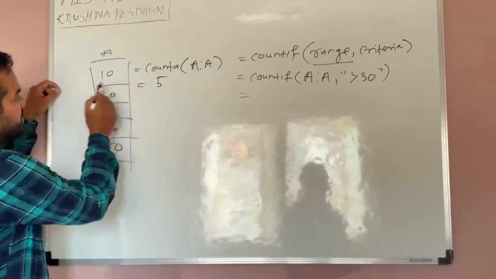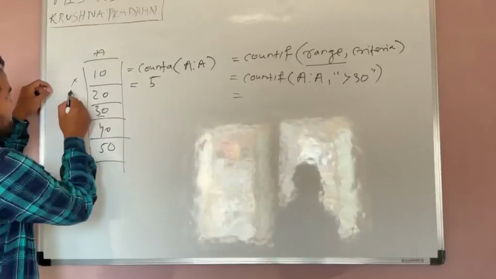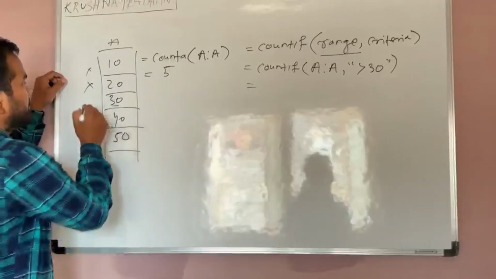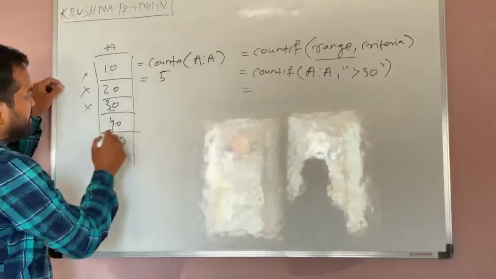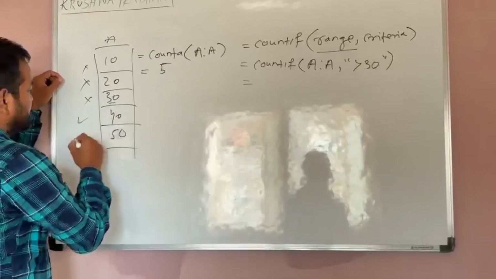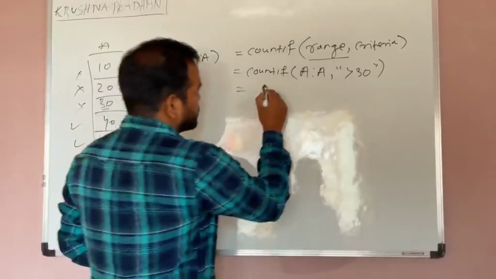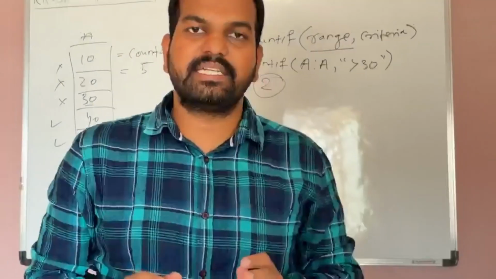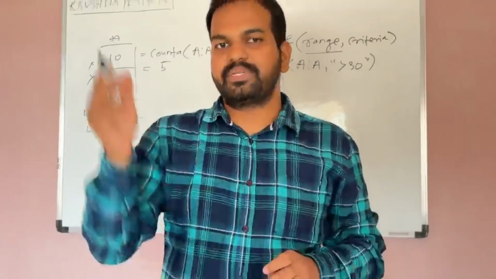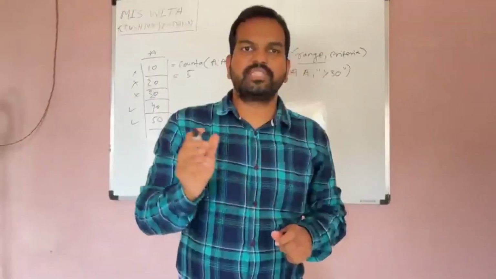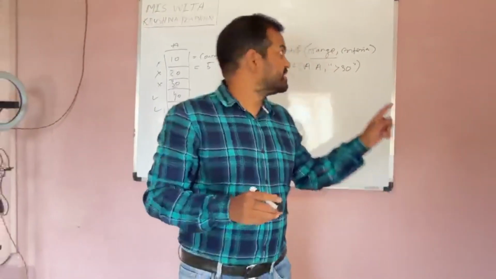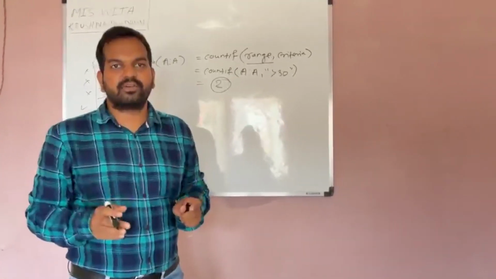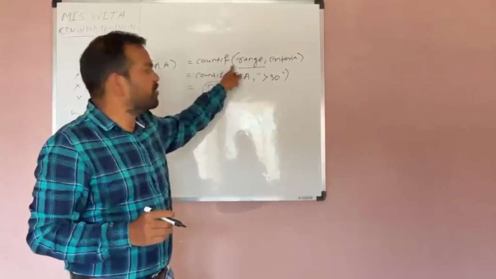If I do that, it will check each cell one by one. Is it greater than 30? No. Is it greater than 30? No. Is it greater than 30? No, because it is equal to 30, so it will also exclude it. Yes, 40 is greater than 30, 50 is greater than 30. So I'll get the value 2. Whenever we want to count anything using a condition, this is obviously our go-to formula. Wherever you want to put a condition in a count formula, you can use COUNTIF.